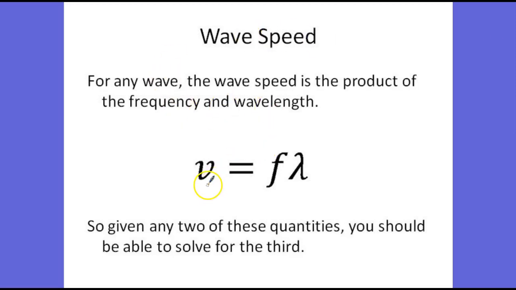For any wave, the speed of that wave in the material is the frequency times the wavelength. If you're given any two of these three quantities, you need to be able to find the third. So frequency would be velocity divided by wavelength, and wavelength would be velocity divided by frequency. So easy peasy calculation, but you need to be able to do it.